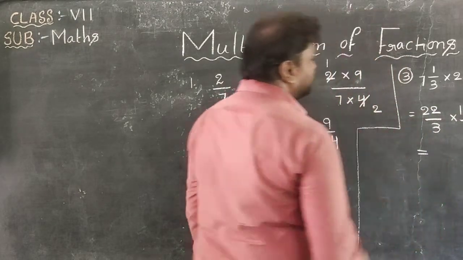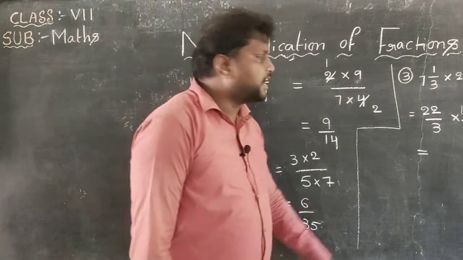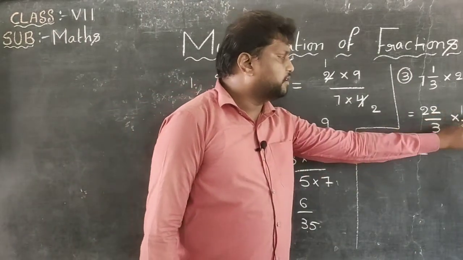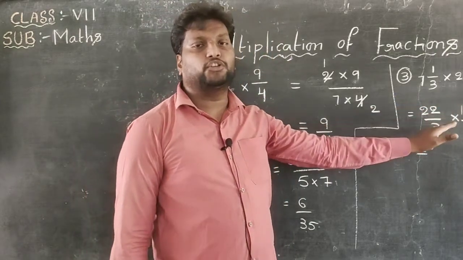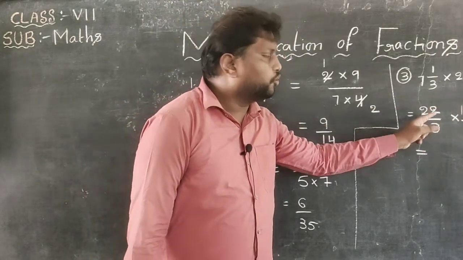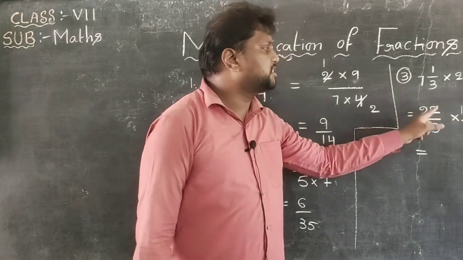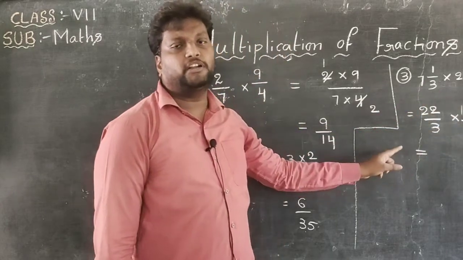12 by 5. See here, now check it. Is cancellation possible? Actually 22 and 12, both are even numbers. Is cancellation possible with 2? That is the wrong answer. See, don't do like that. Always the cancellation is possible only between numerator and denominator.